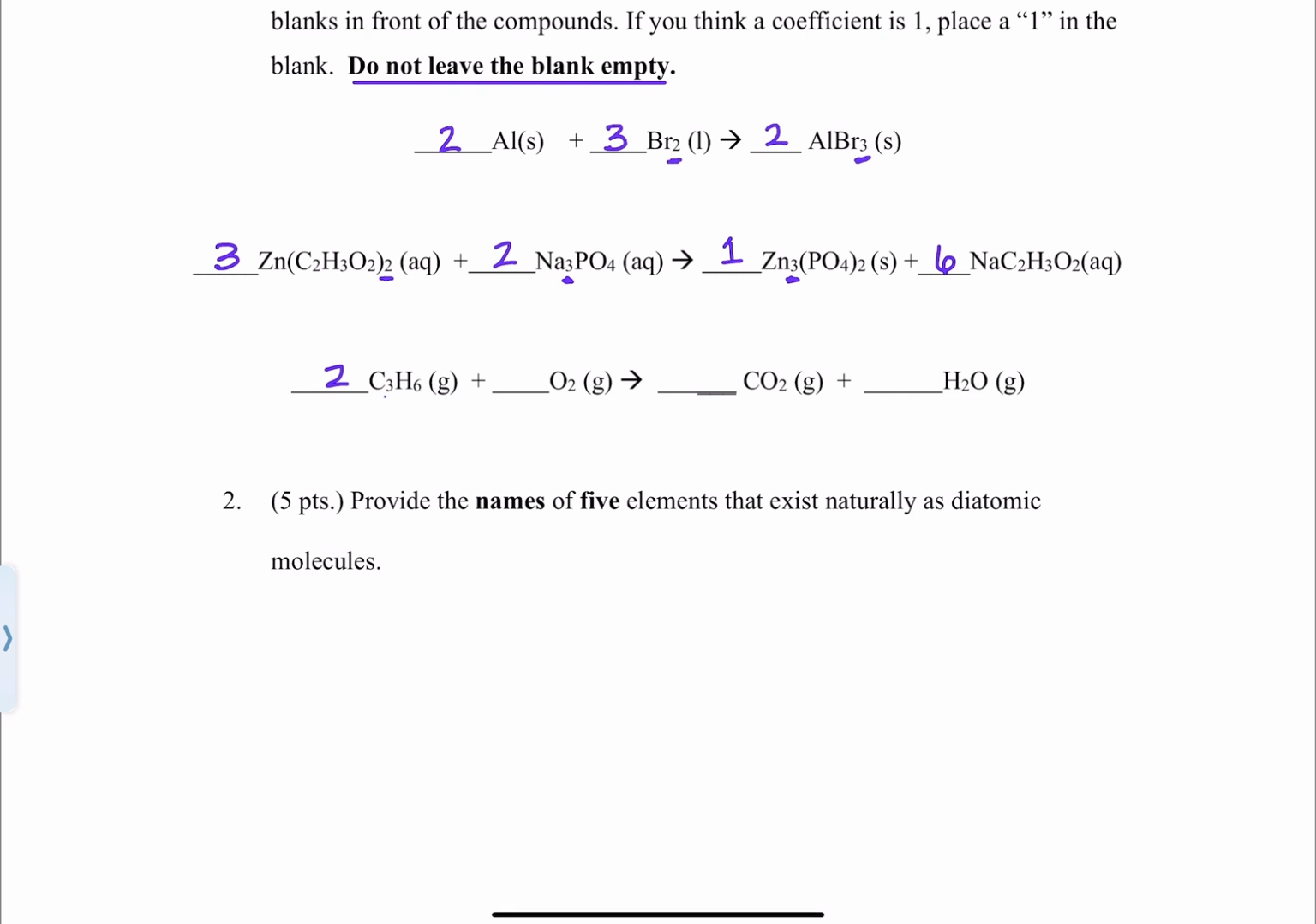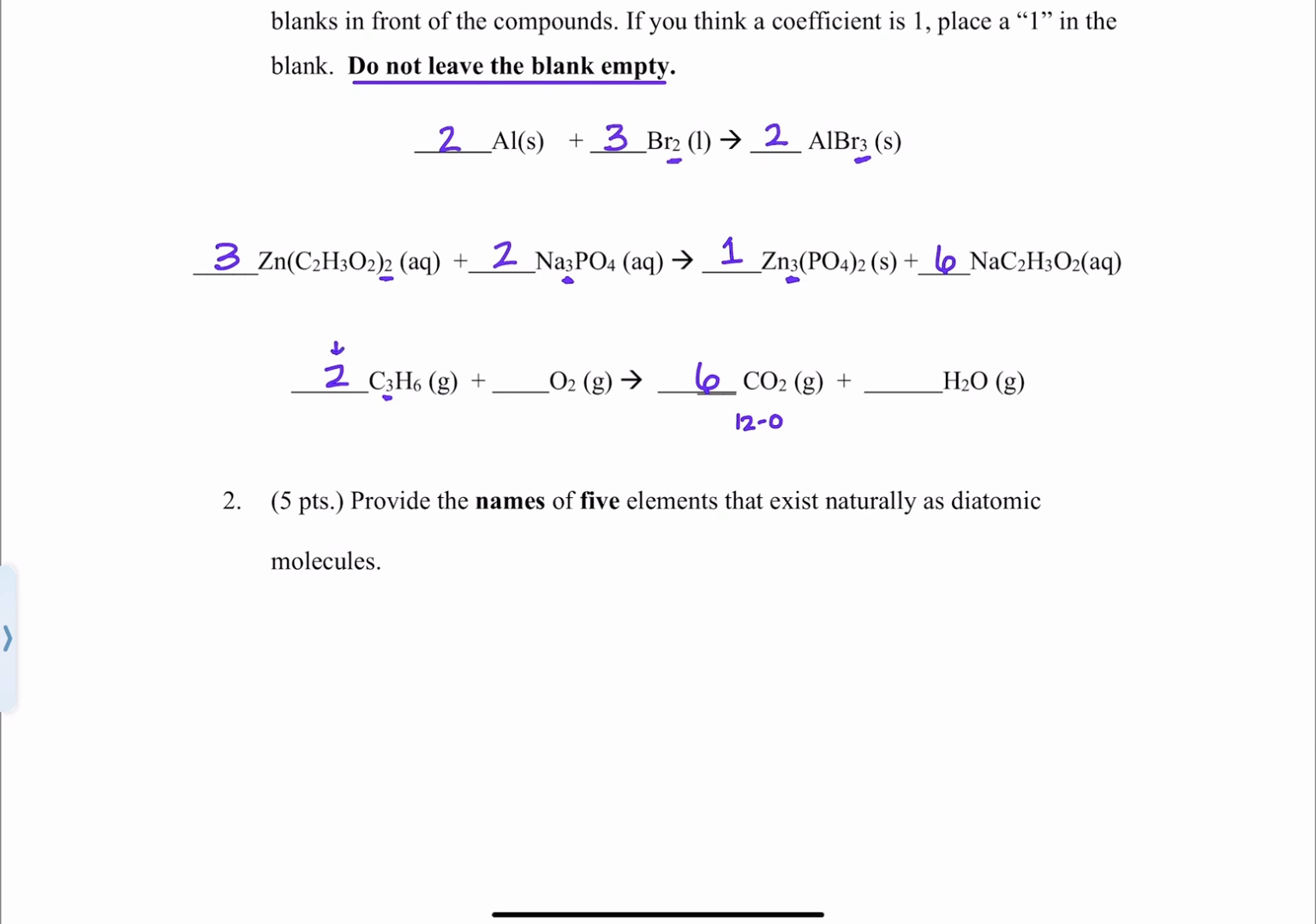If I put a 2 there, that means I have 6 carbons total, because I have 3 carbons per molecule. So now I have 6, and I need to make sure I have 6 carbons on the reactant side. So I place a 6 in front of carbon dioxide. So I have 6 carbons on the reactant and product side, but I've changed the number of oxygens. Now I have 12 oxygens here.